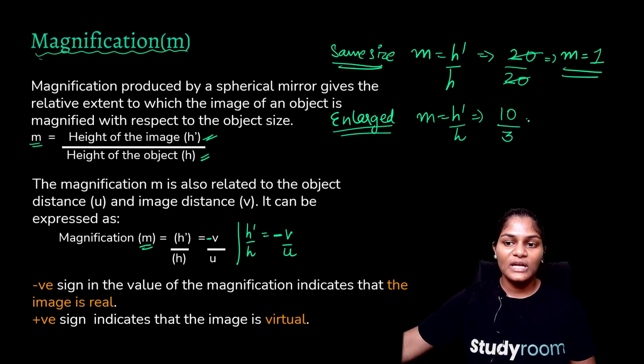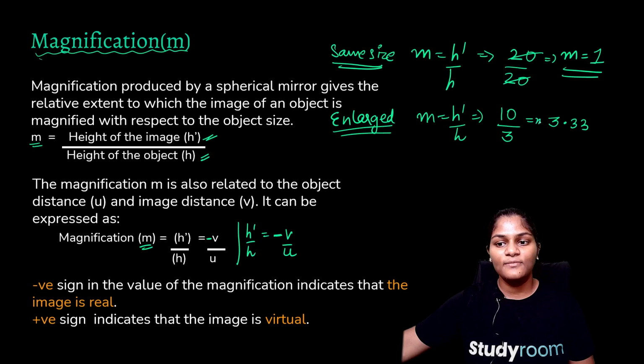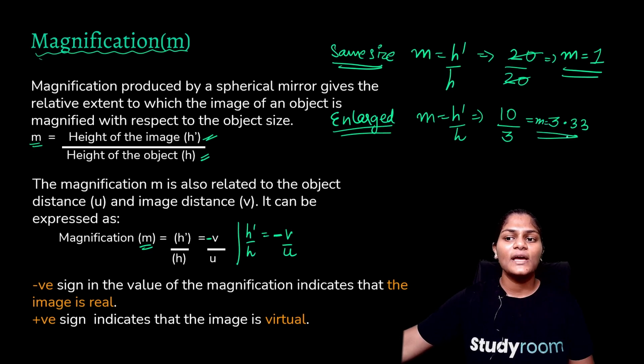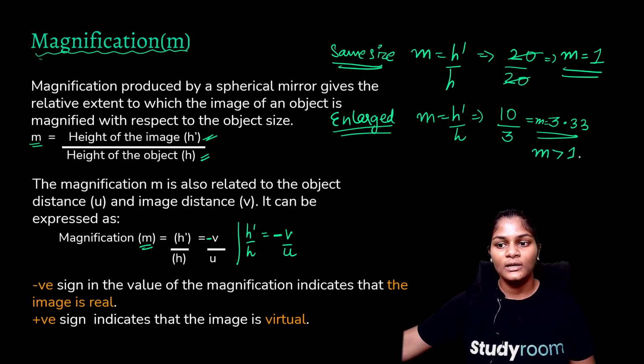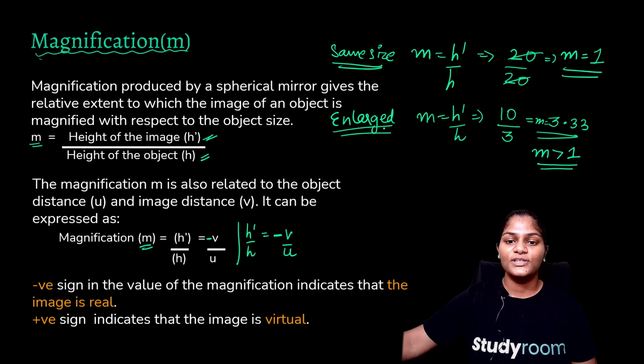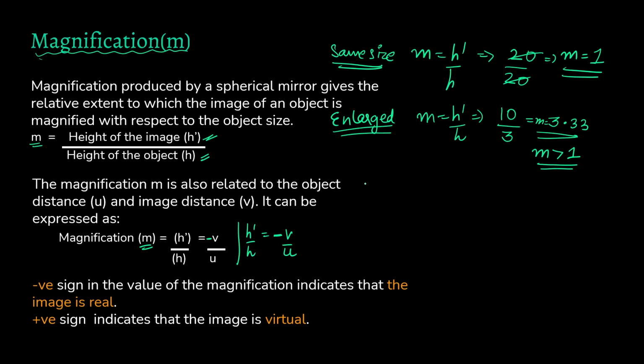So what happens here? What is the magnification produced? When we divide this, 3 3s are 9, 1 remainder, we put a decimal and 0, 3 3s. You can do this yourself. You will see that M was found to be 3.33. Is it bigger or smaller than 1? It is bigger than 1. So basically when M is greater than 1, our image is enlarged. The third case is when the image is diminished.